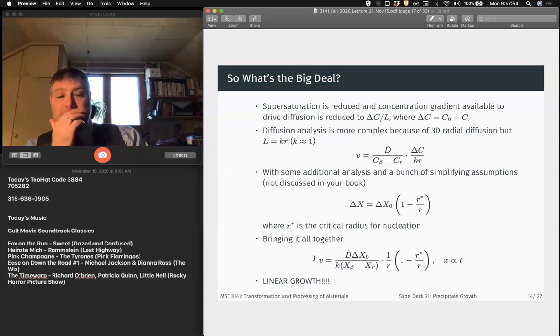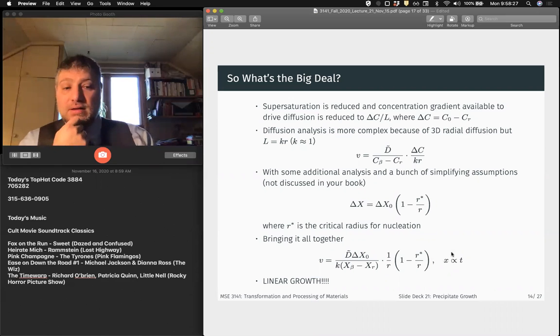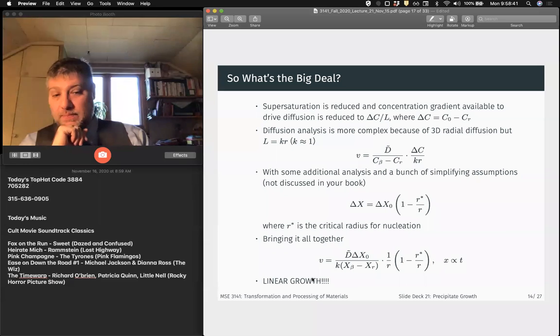So what we end up with is a velocity term that looks like this, that's essentially independent of time. And so if our velocity is independent of time, it means that the integral of velocity is position. So that means if velocity is constant, our position has to be linear with time, which means we have linear growth.